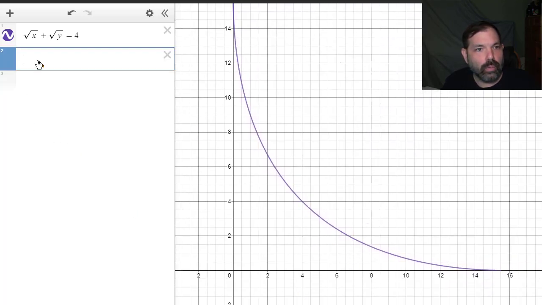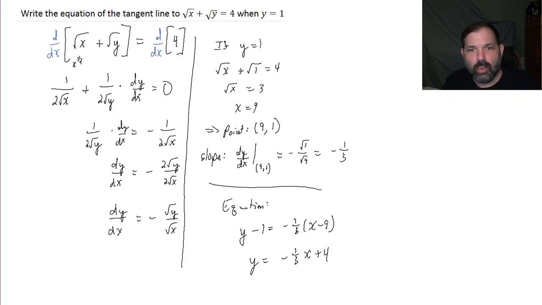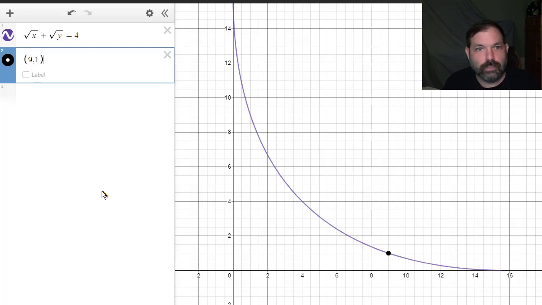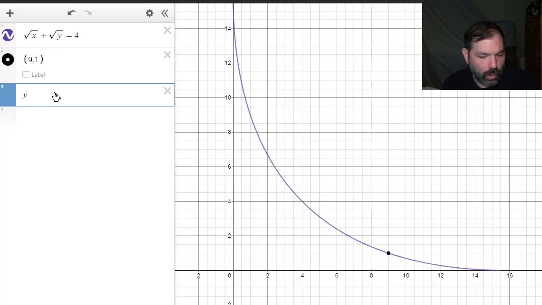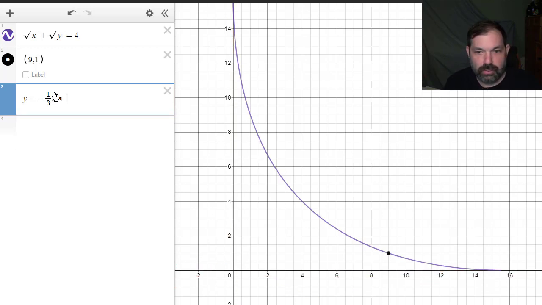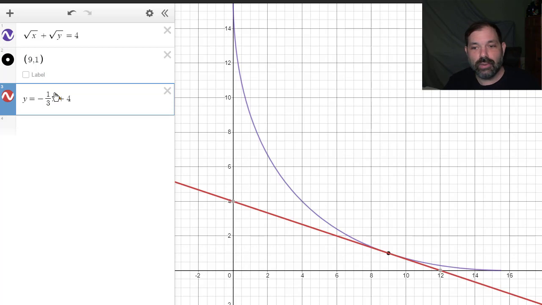All right, and we ended up with what point? I forget the point now. It was the point 9, 1. Let's plot the point 9, 1. Okay, so there's the point 9, 1 on the curve. And let's go ahead and graph y equals negative 1/3 x plus 4. And again, that certainly does appear to be tangent to the curve at that point.